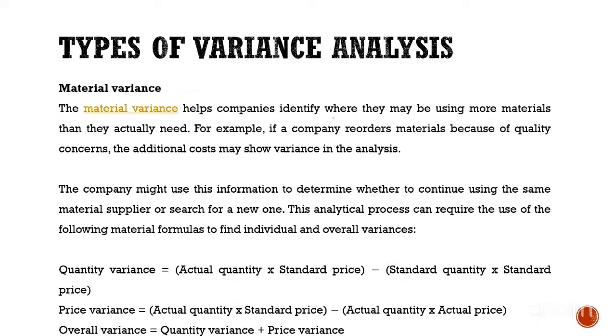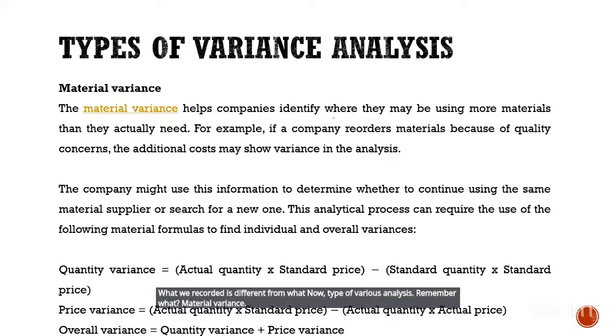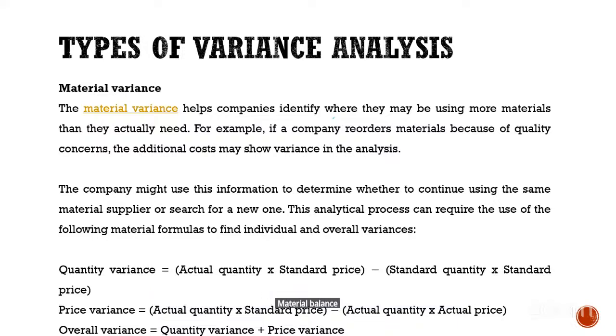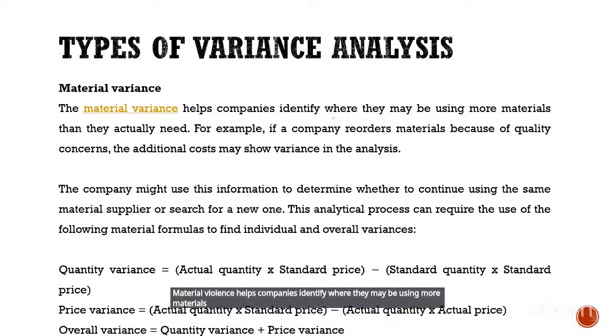Now, types of variance analysis. Remember, we talked about material variance. Material variance helps a company identify where they may be using more materials than they actually need. For example, if a company reorders material because of quality concerns, the additional cost may show as variance in the analysis.